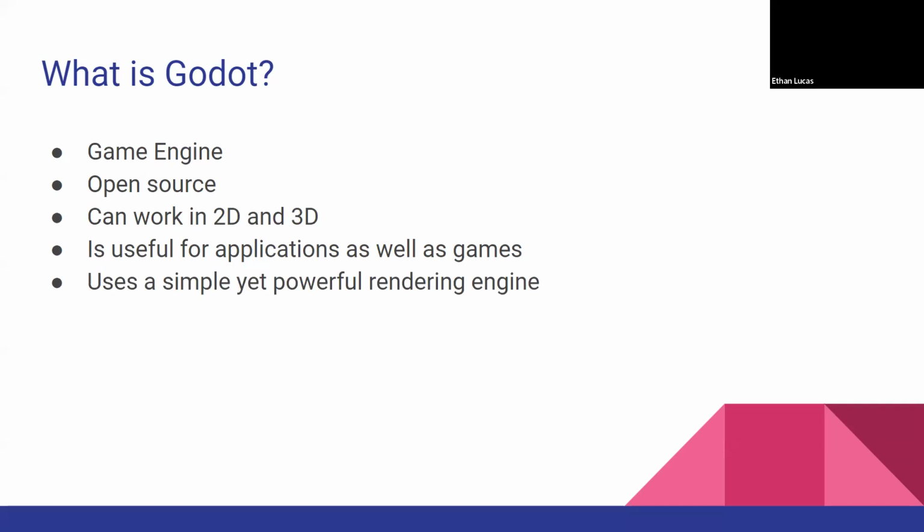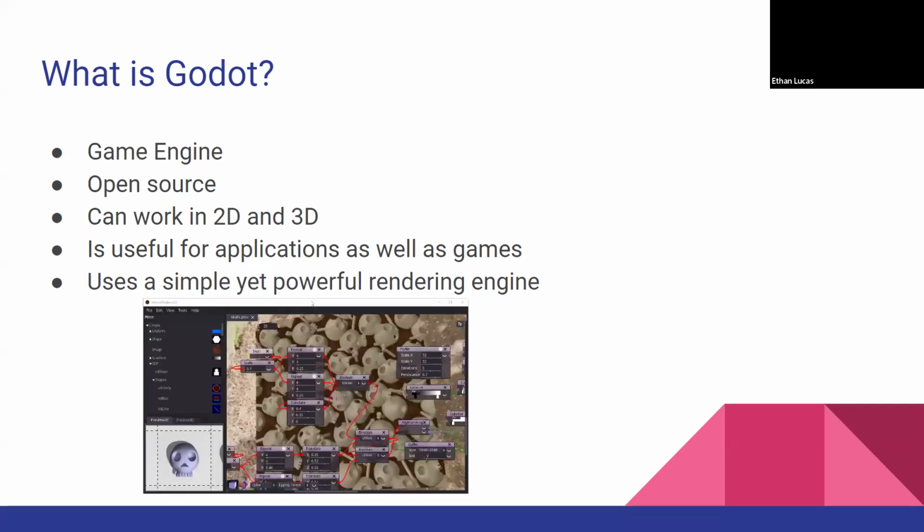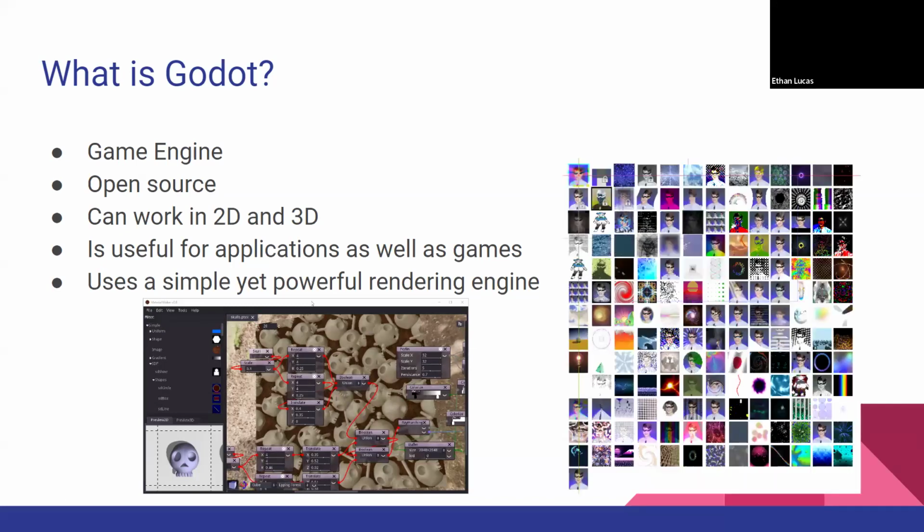And it uses a very simple yet powerful rendering engine. We'll have a look at how lightweight the engine is in a second, but we do know that it is very powerful. I have an example of an application that was made in Godot. This is not ours. This is Material Maker. You can make any 3D material in it. It was made entirely in Godot. And then also I've got my shader repository because I had to plug it at some point. So it is quite a lightweight yet very, very powerful rendering engine.